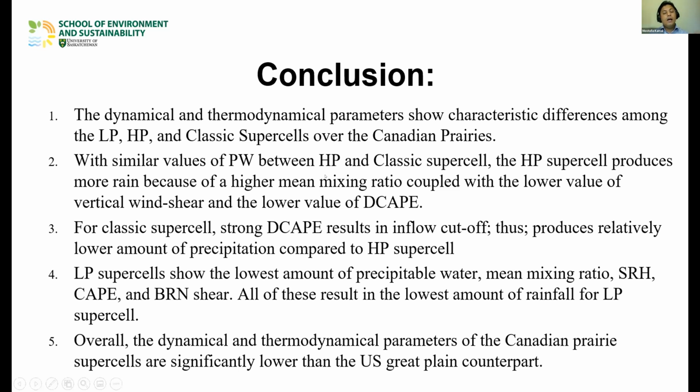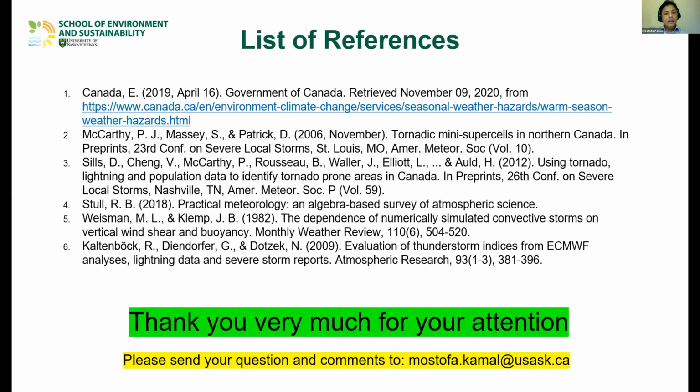And overall, the dynamical and thermodynamic characteristics of Canadian Prairies supercells are significantly different from their US Great Plains counterparts. And this is the reference list, and thank you very much for your attention.